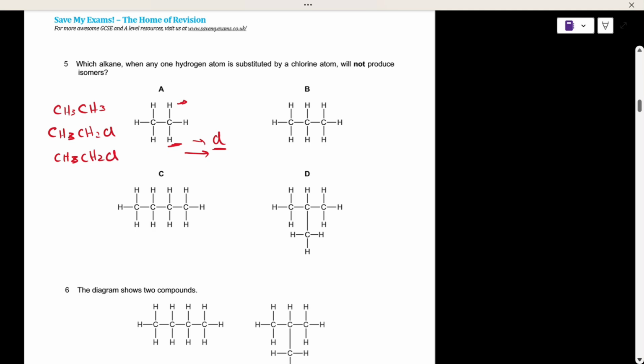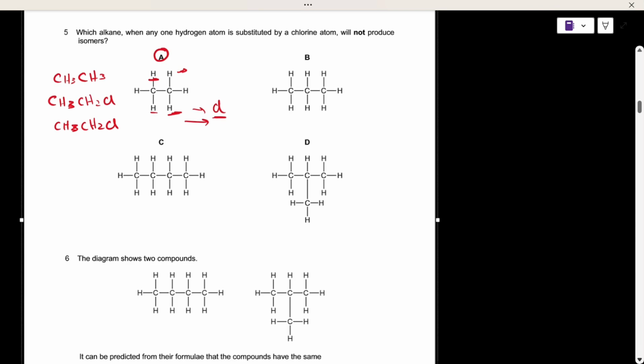So basically the answer for this is actually part A in itself, because why? No matter wherever I put the chlorine, even if it is here, even if it is here, there is going to be no isomer. The thing remains the same. So this is your answer. Okay, let's look at question number 6.